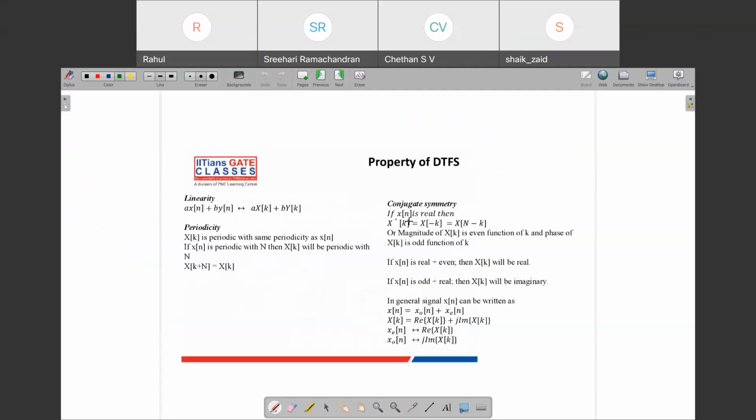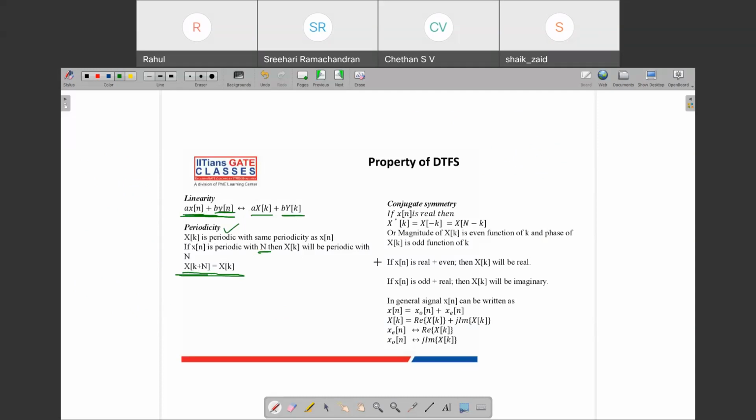Let's just quickly go through the properties of the DTFS. Again, the linearity property, which is universal, as we have been seeing. If you have a x of n plus b y of n, and both are periodic, the resultant will be a x of k plus b y of k. Second thing, I already discussed that x of k is periodic, so whatever time period we have, the same period we have for x of k also.